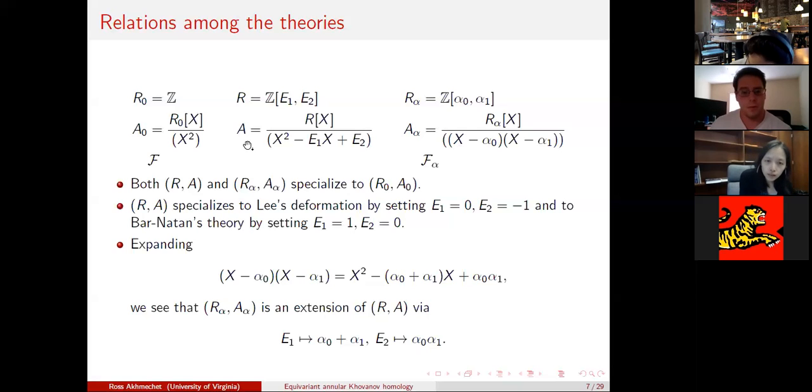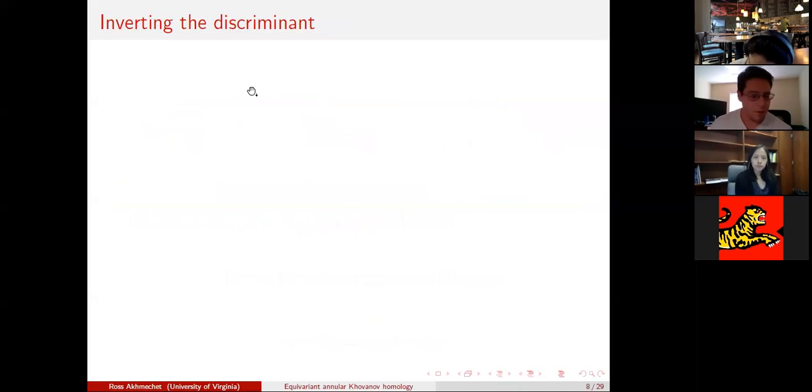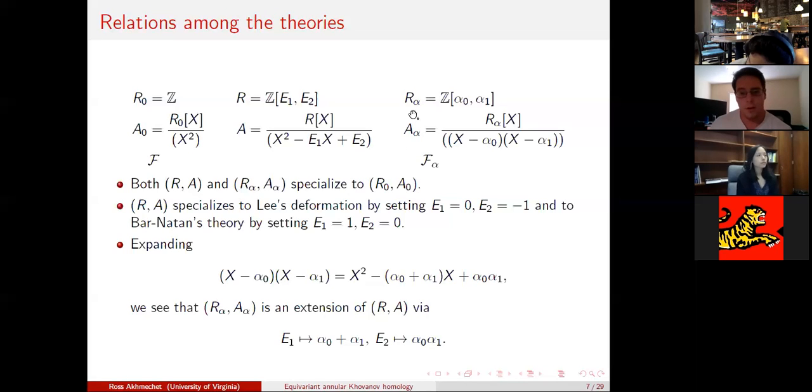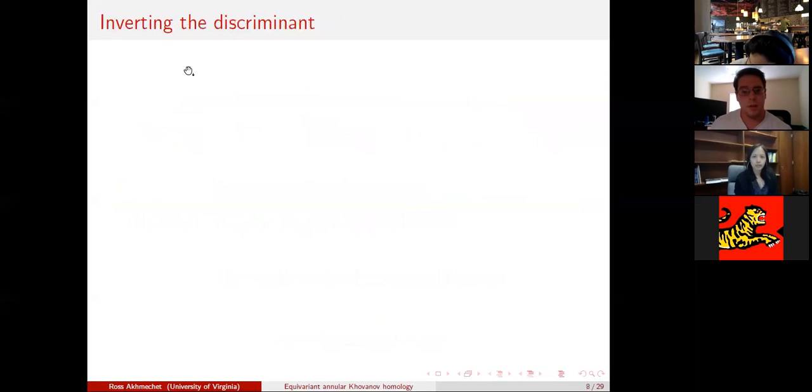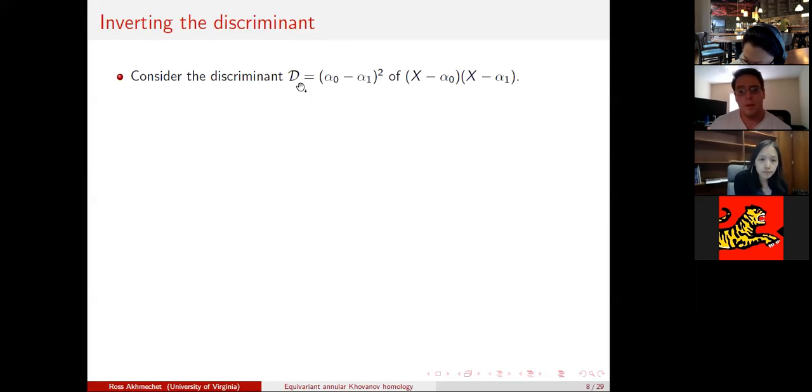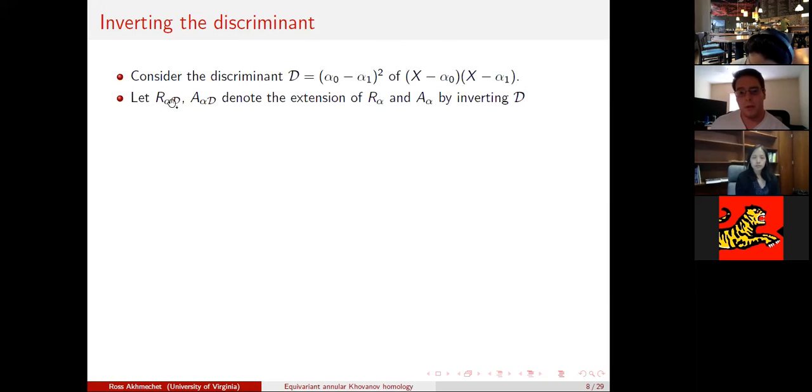Okay, so I'm going to say it right now. I'm going to focus again on this R alpha A alpha extension, and it has this nice property that I want to explain. So consider the discriminant, this curly D of this quadratic polynomial, alpha null minus alpha 1 squared, and you take these extensions, R alpha D, A alpha D, obtained by inverting this element. So just invert the element in the ground ring, and then extend the scalars in the algebra.